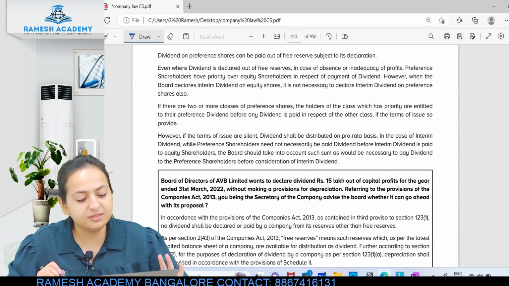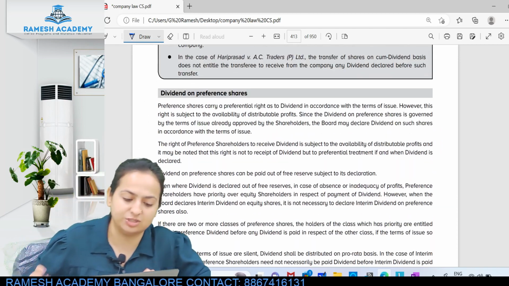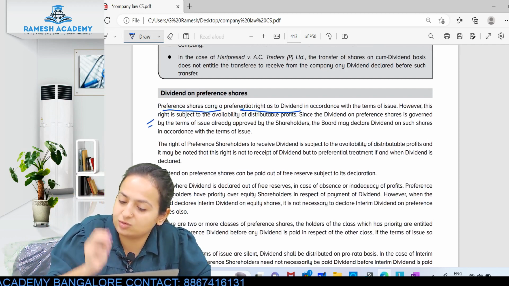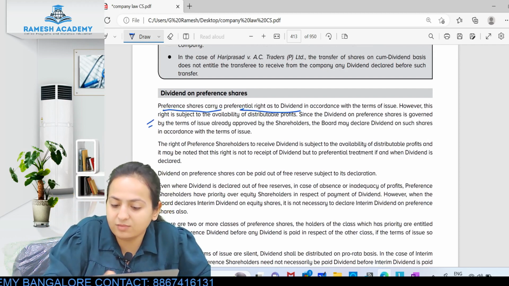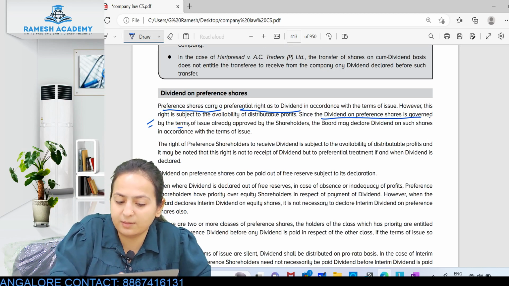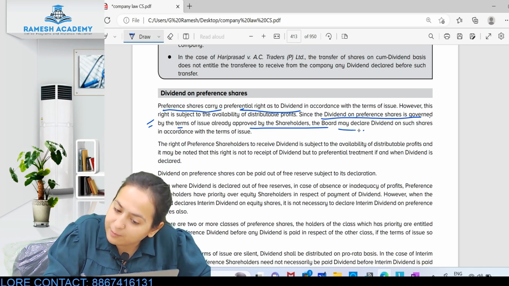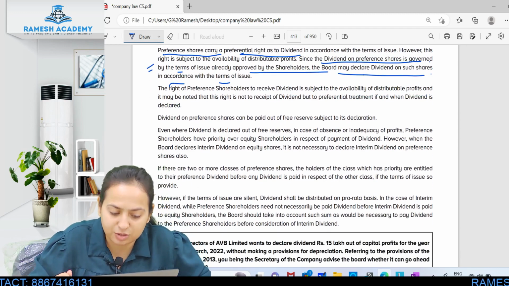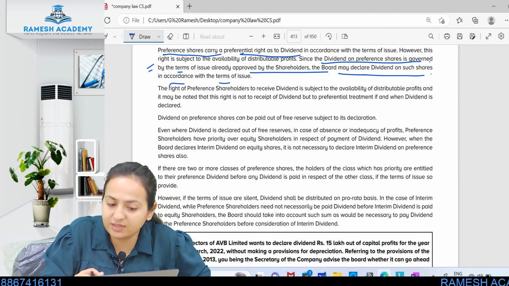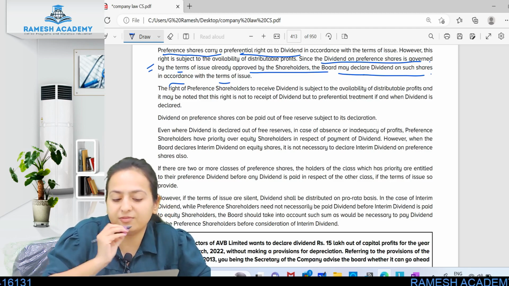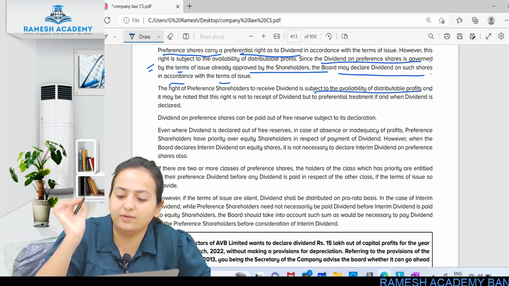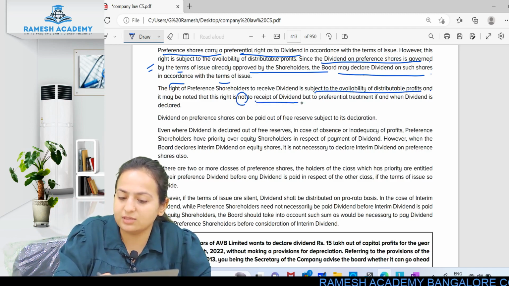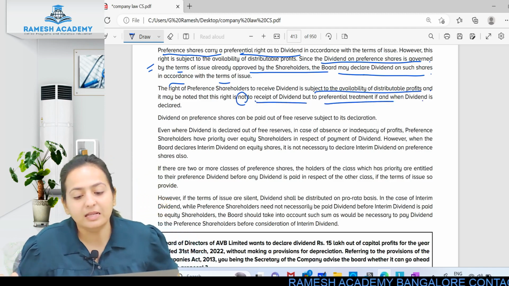Now comes dividend to the preference shareholders. The preference shares carry the preferential right as to the dividend, as we have studied. However, this dividend is governed by the shareholders. The board may declare the dividend on such shares in terms of the issue. Where the dividend is paid to the preference shareholders, it is subject to the availability of distributable profits, and the right is not to the receipt of dividend but to preferential treatment.